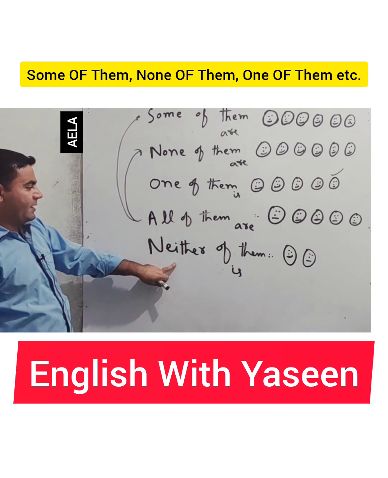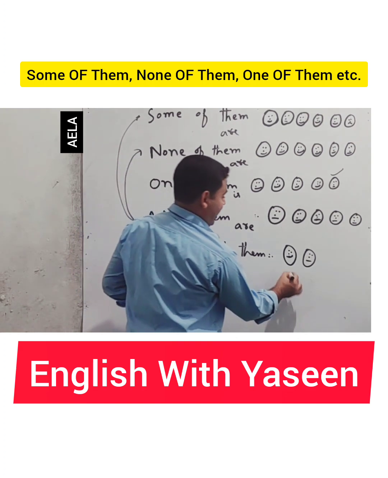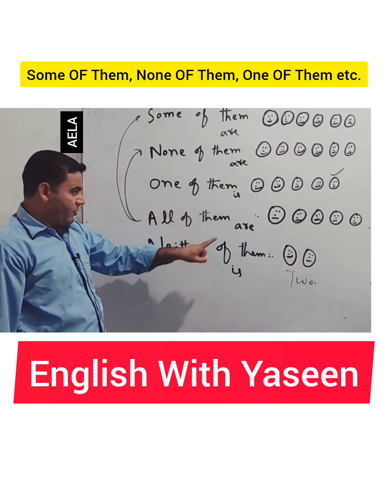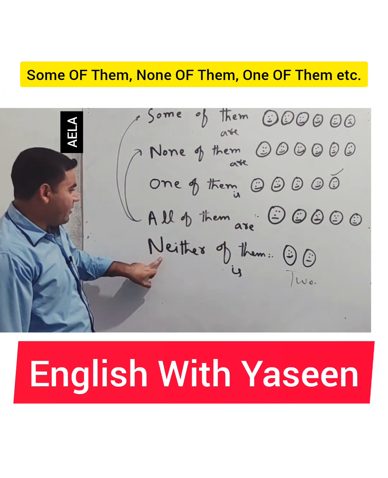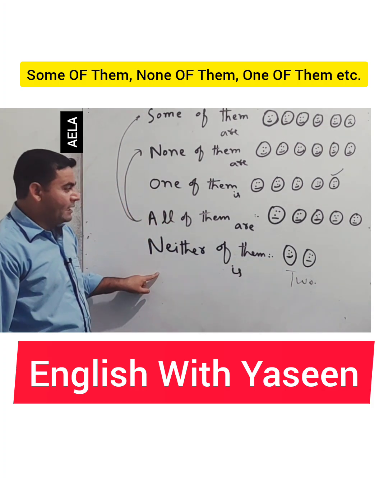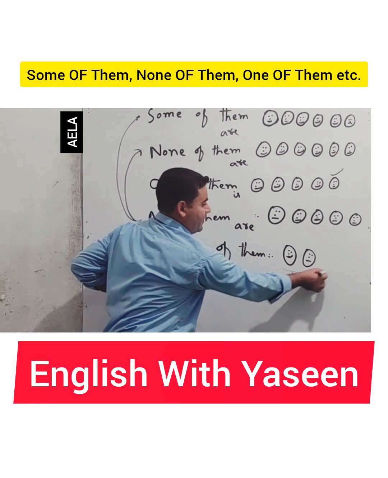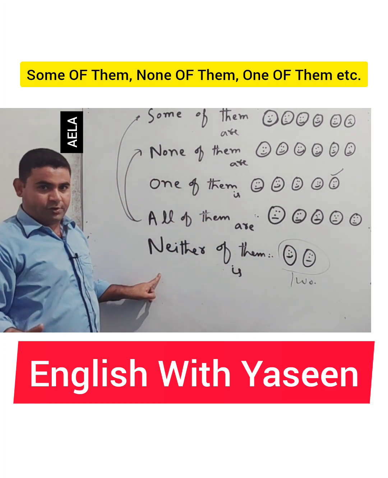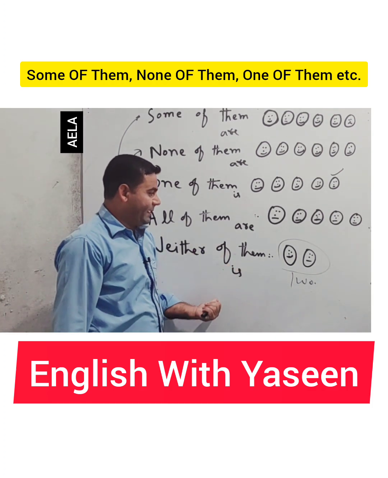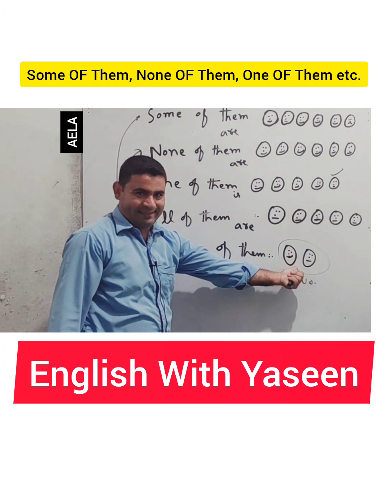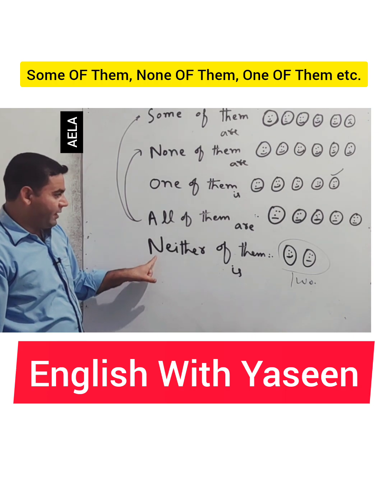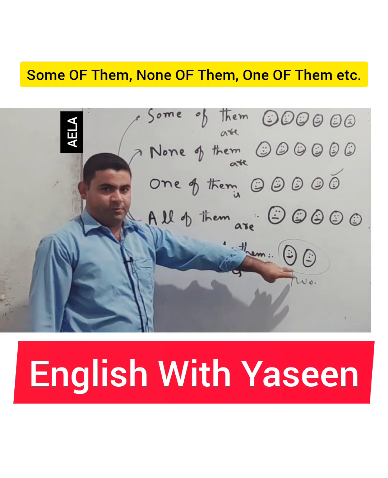Neither of them is used for two people. You see that these are only two people. With all of them also we'll have to use are. Neither of them, for example, these both are smiling. So I can say none of them. None of them is used for more than two people. But when I'm talking about two people, I'll say neither of them is sad. Neither of them is sad because you can see that both of them are smiling. So neither of them is used for two people.